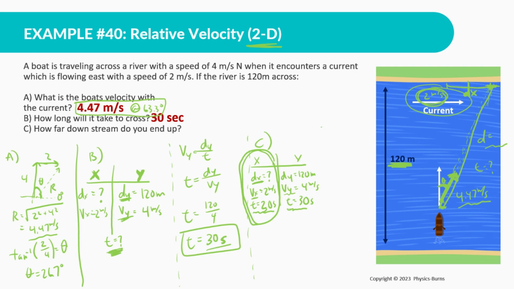So let's see. Velocity in the y is equal to this. Oh no, so velocity in the x is equal to distance in the x over time. And if we're just looking for distance in the x, distance in the x is equal to velocity in the x times time. Okay, so let's figure out what that is. Velocity in the x is 2 times time, which is 30. So distance in the x is equal to 60 meters.